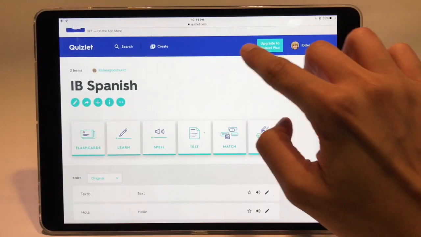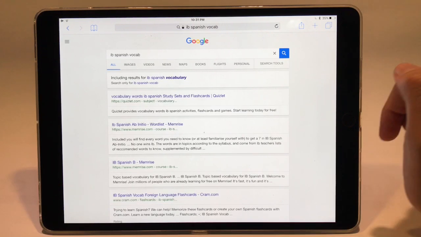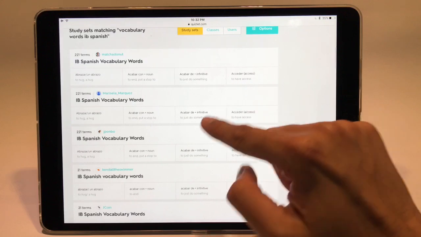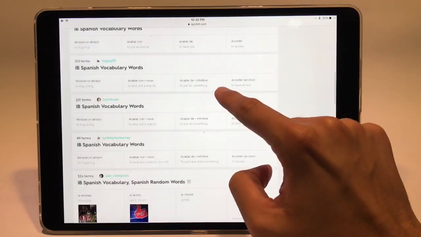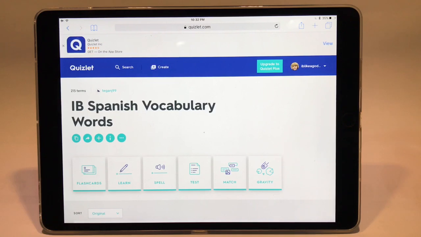So what I'm going to show you is a small trick: you can search on Google IB Spanish vocab, and a ton of Quizlet IB Spanish collections come out. And it's really cool because a lot of students do this. So you can see that this person has 215 terms. Now this is important, right?